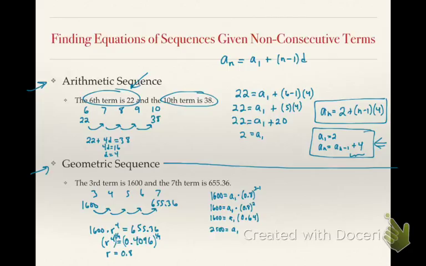Now I have everything I need in order to write the formula. So I'm going to write in both forms, the explicit form and the recursive form. So the explicit form, the nth term is going to be the first term, which is 2500, times the common ratio raised to the n minus 1th power.